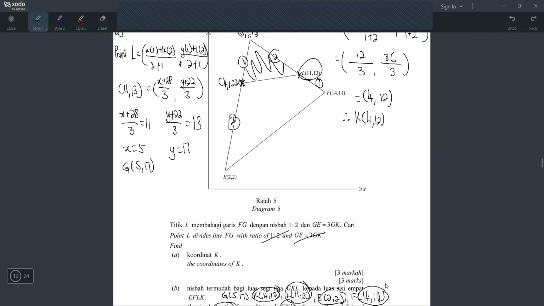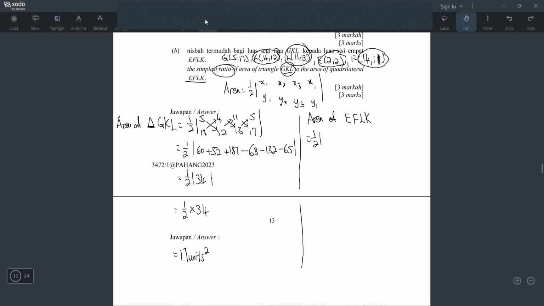And which formula will I use? I will use the same formula I used just now. Okay, but this time it is a quadrilateral. So this time you have to write 4 coordinates inside. Okay, so let's write down.